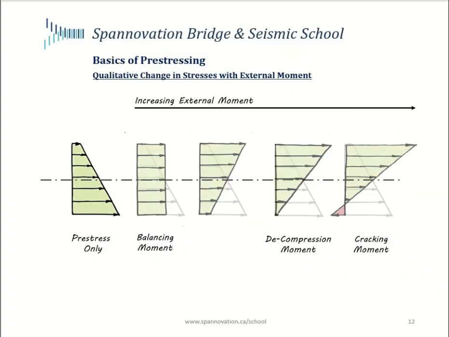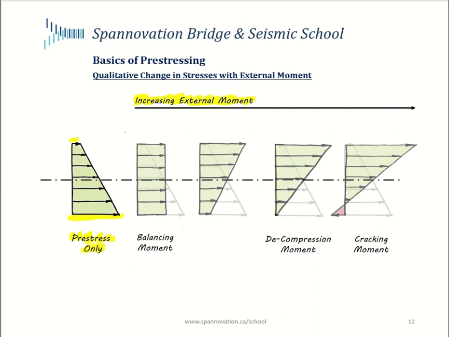So in this slide, we'll review the qualitative changes in the stress diagram with increasing external moment. Previously, we've looked at what the stress diagram looks like under pre-stress only. And just qualitatively, it's got a high compressive stress on the bottom fiber, a much smaller compressive stress on the top. And the reason for that is due to the eccentricity of the pre-stressing from the neutral axis.